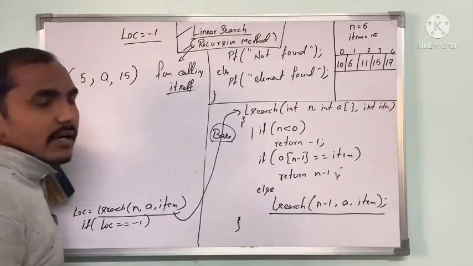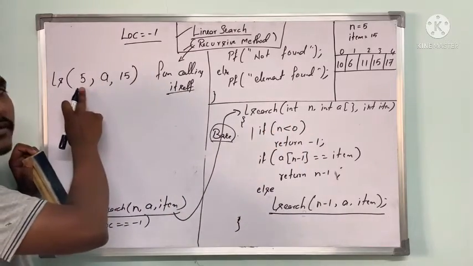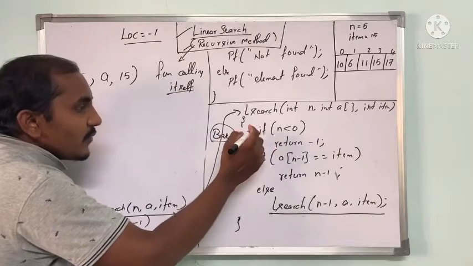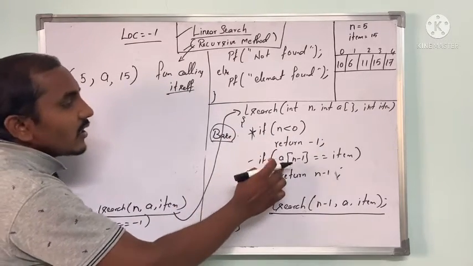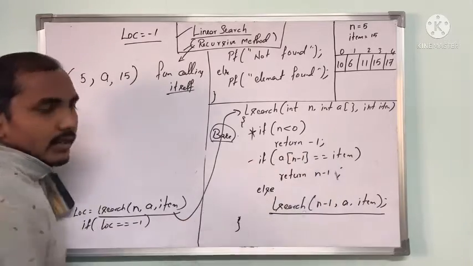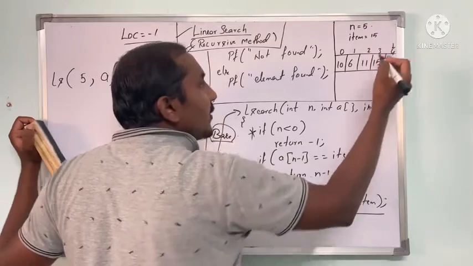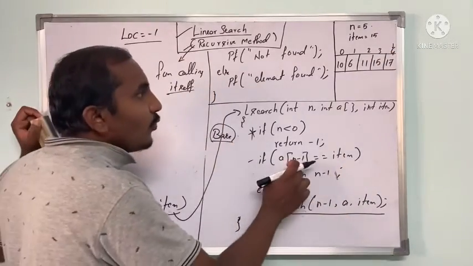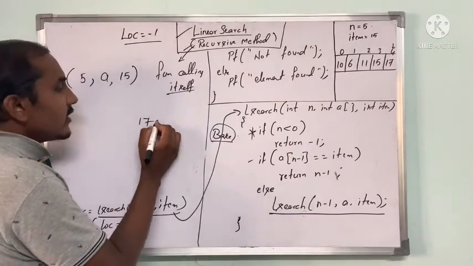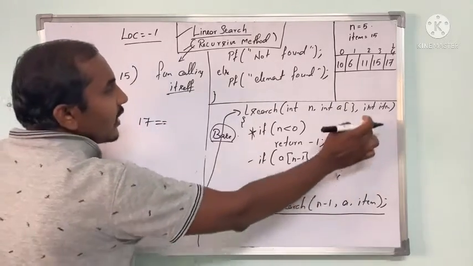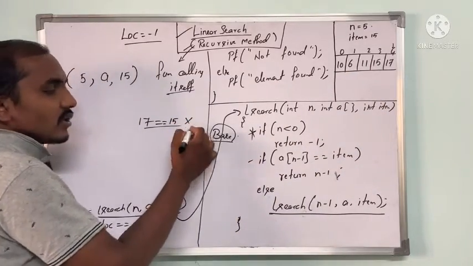When this sub function starts executing, n less than 0, which is false. N value is what? It is 5. So 5 less than 0 will be false. If that is false, it will go to the next statement. We'll check if a of n minus 1. A of n minus 1 is nothing but, n value is 5, 5 minus 1 will become 4. So a of 4, what we have is the element 17. Whether 17 is equal to item, that is the element that I want to search, which is 15. So whether it is equal to 15, this is false.